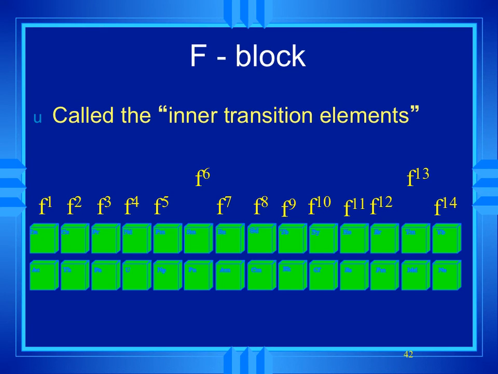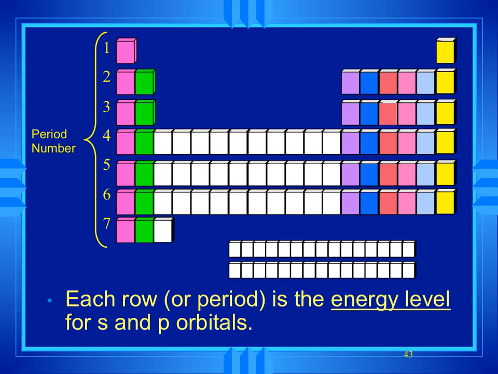Now the inner transitions, remember, at the bottom of the periodic table in those rows, and again they're called the F block. So if you were to start at the beginning of the F block, you'd know that this element ends in an electron configuration of f1, this one ends in f2, f3, f4, f5, and the same of course for the second row. This one will end in f1, f2, f3, f4, and f5, and then so on, as you can see from the column numbers.